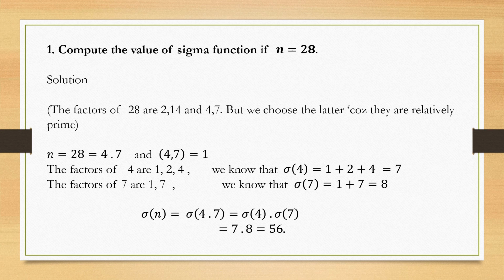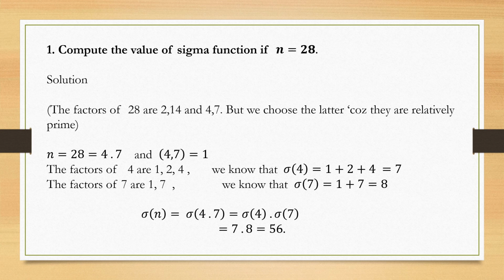Can you guess the reason why I am choosing 4 and 7? Because they are relatively prime. I have to choose numbers such that they are relatively prime. If I take 2 and 14, what will happen? The common divisor between 2 and 14 is 2 itself, so then I will face a problem. So I will go for the other option. This is one category of problem.